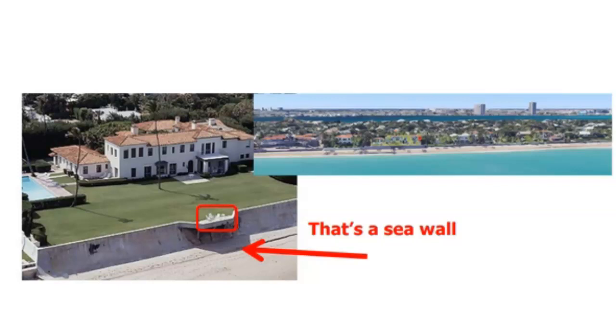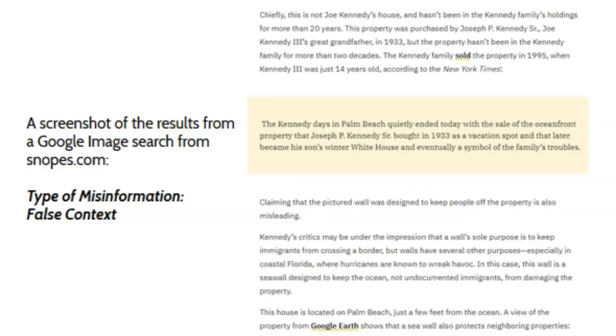So let's dig a little bit deeper. Another result from the same Google image search is a list of articles written about this particular tweet. According to one of the results from Snopes.com, a popular fact-checking site, the Kennedy family sold this property in 1995 when Kennedy III was just 14 years old, according to the New York Times. So not only is this not a property owned by Joe Kennedy, it's not a border wall, it's a seawall on Palm Beach, Florida.